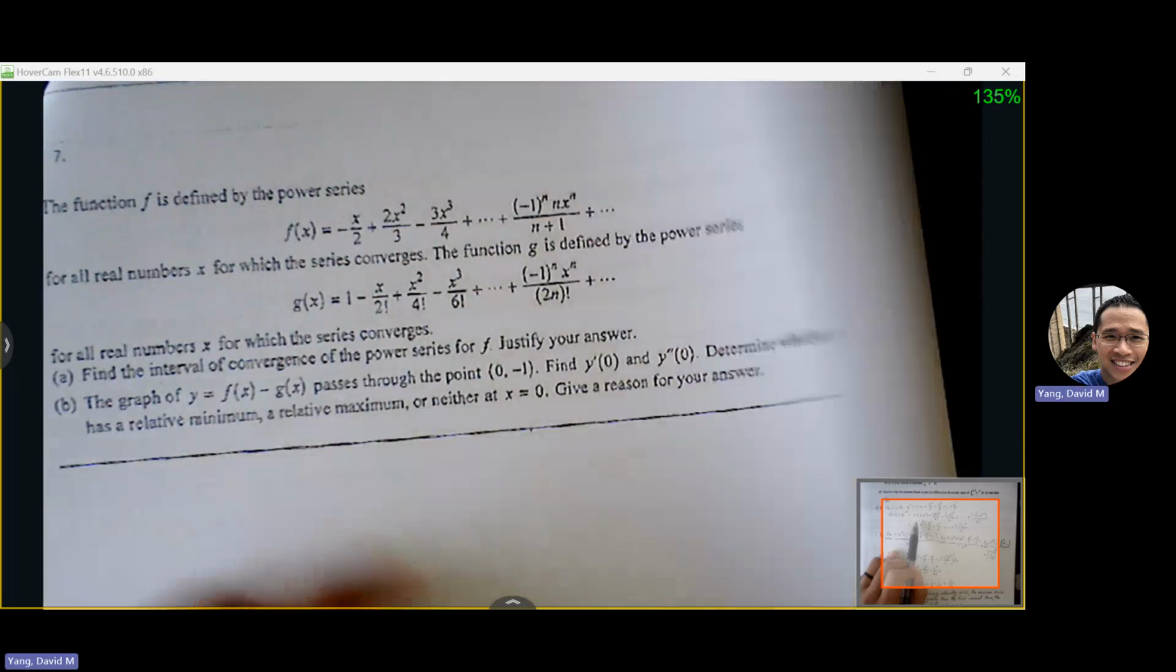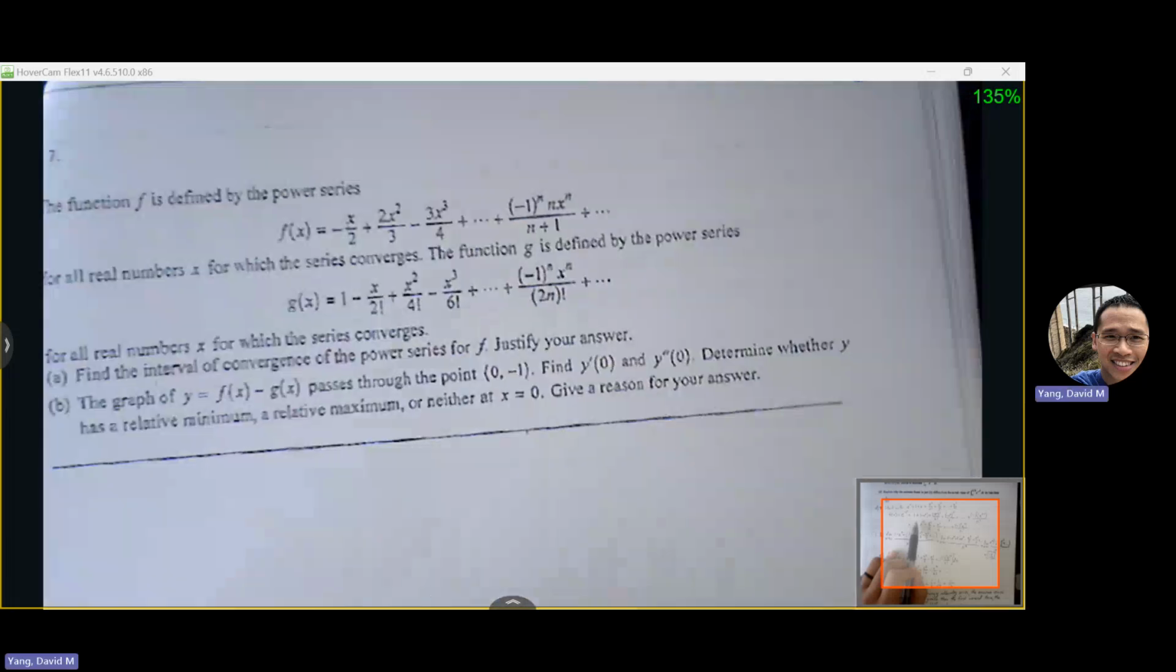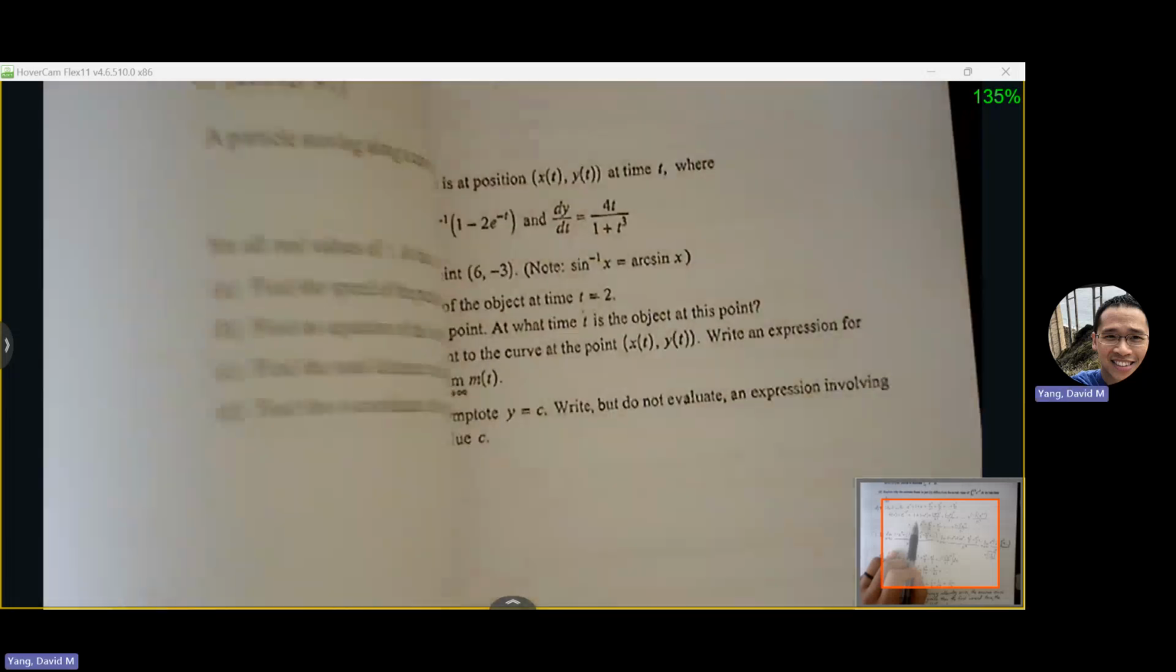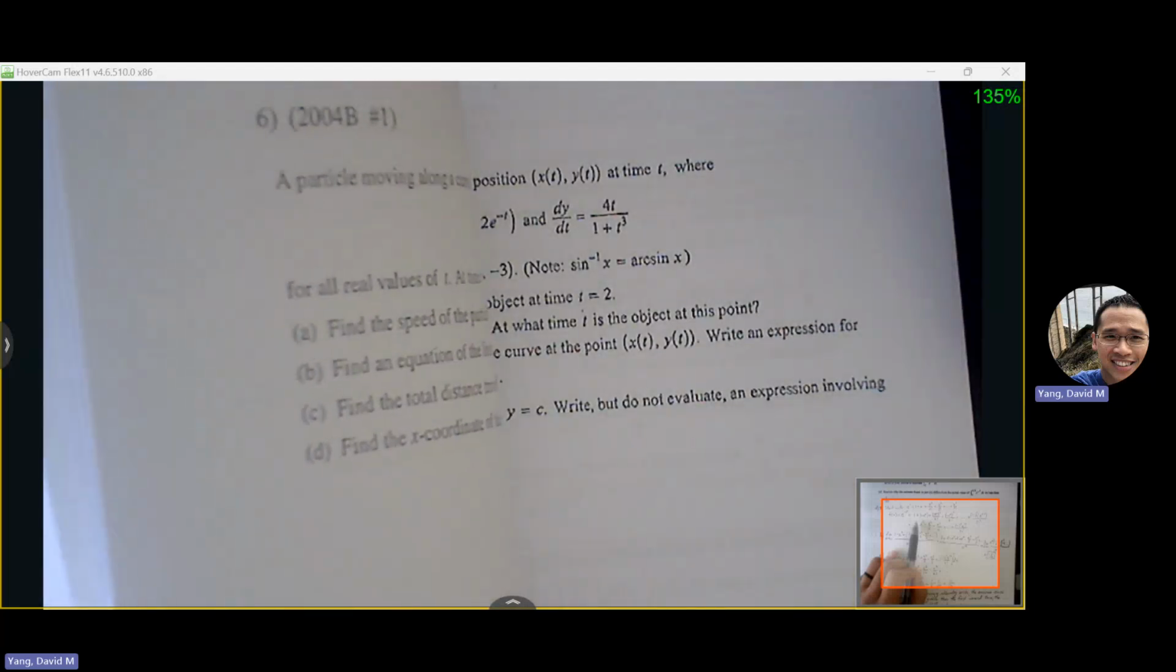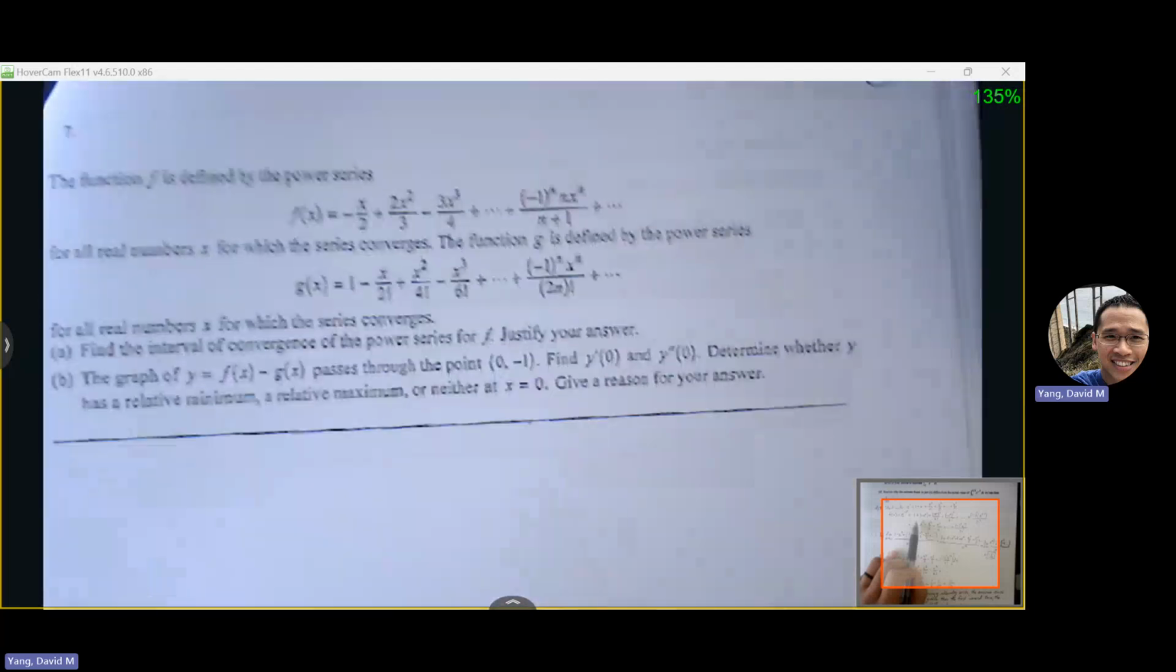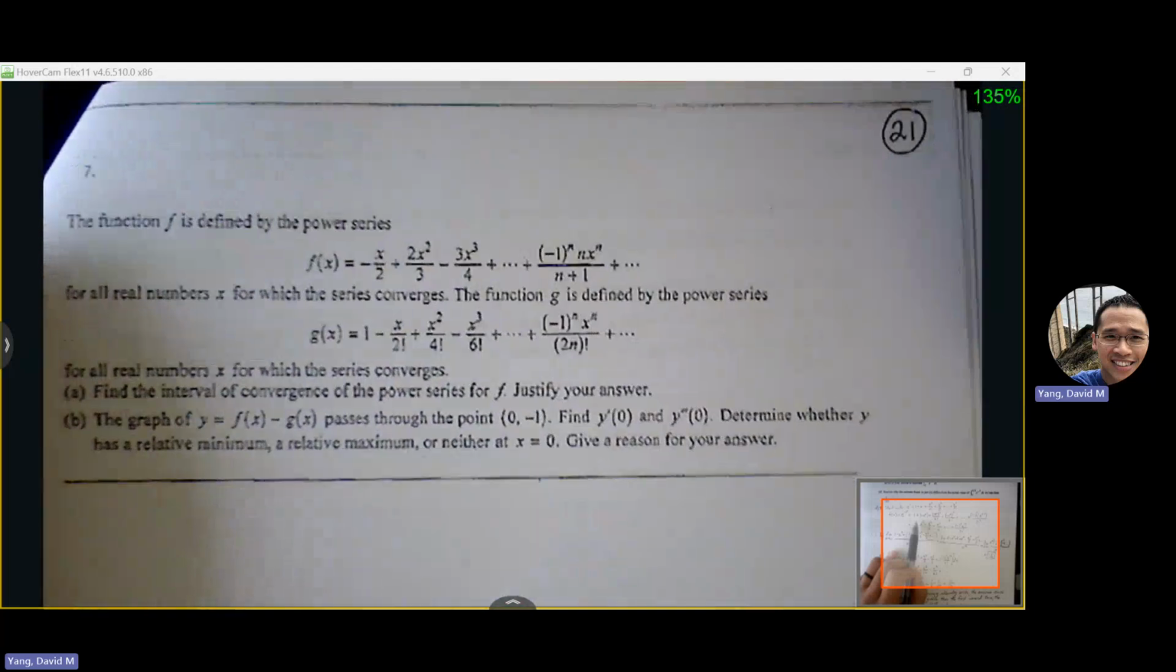Okay, and then let's see if maybe we can do page 21, and then we'll go back and do a particle motion problem like page 11. So let's start with page 21.